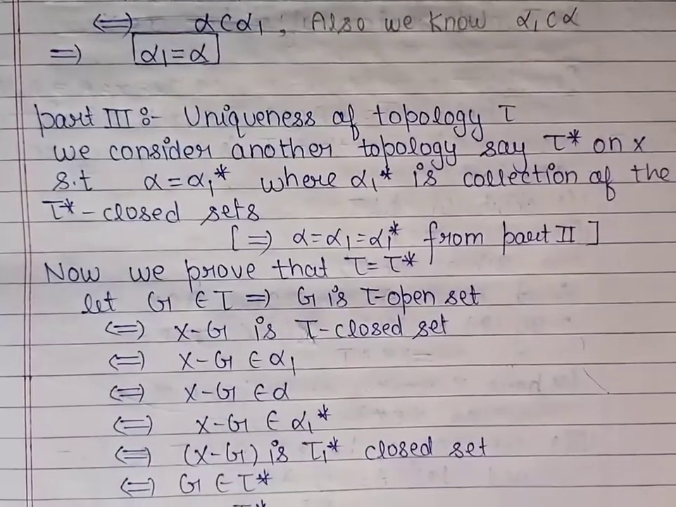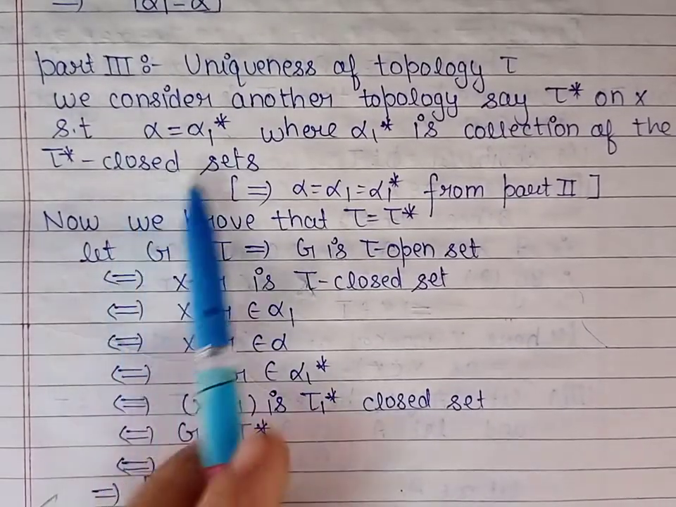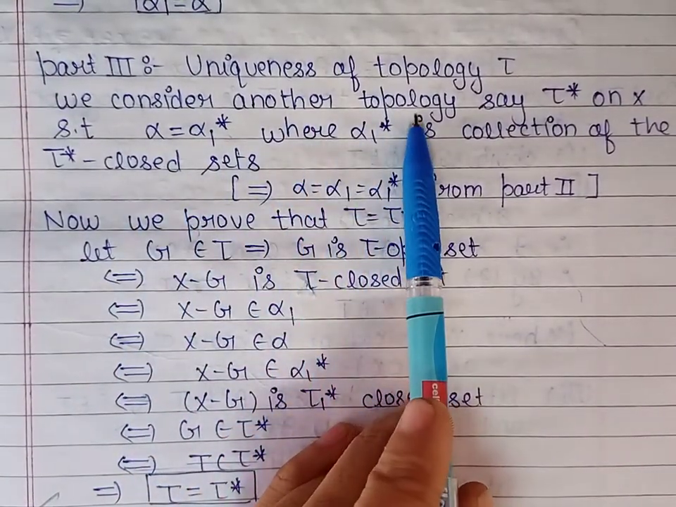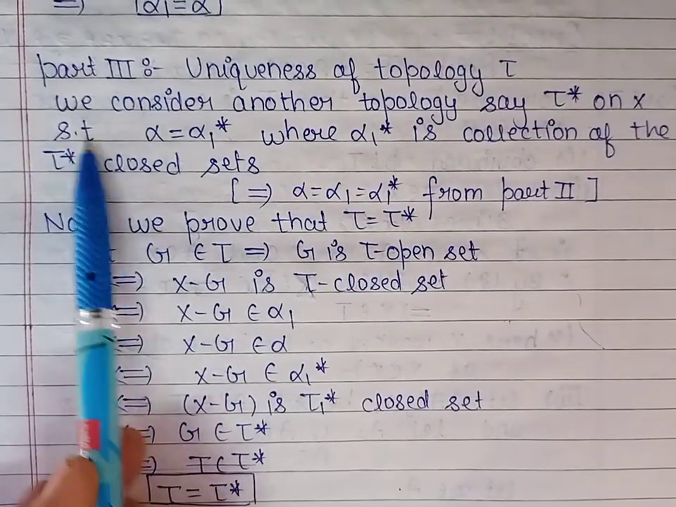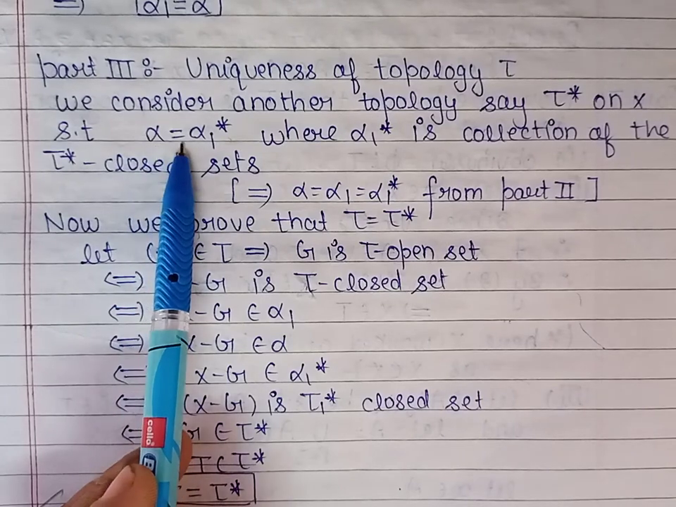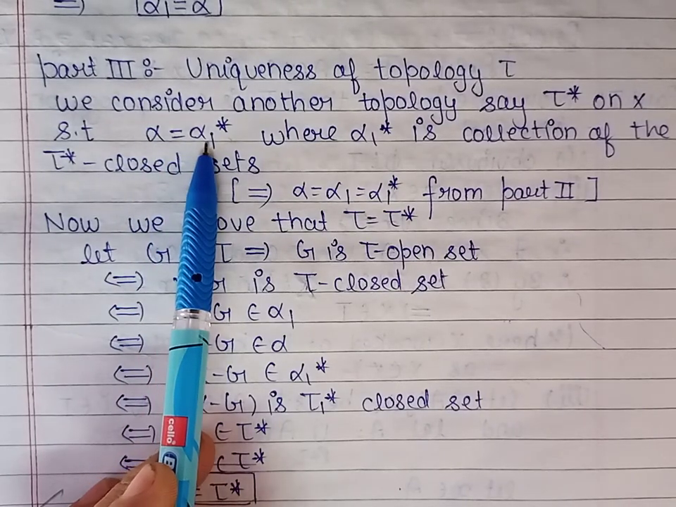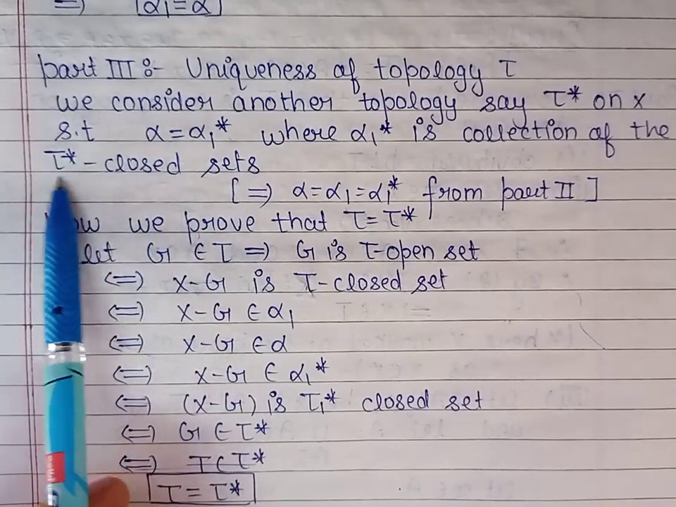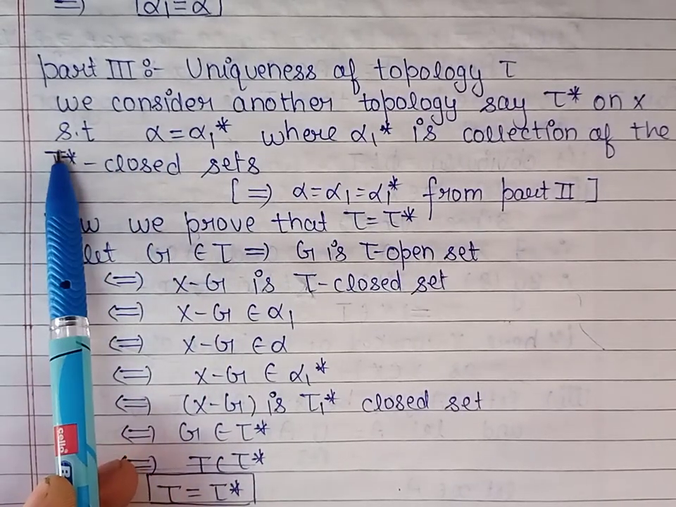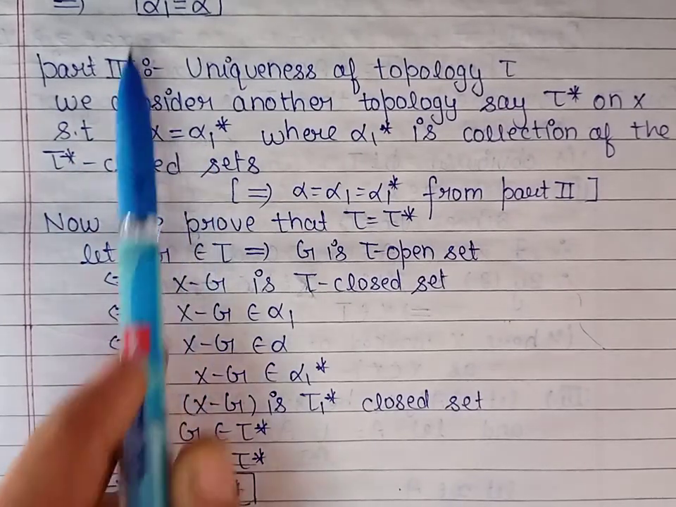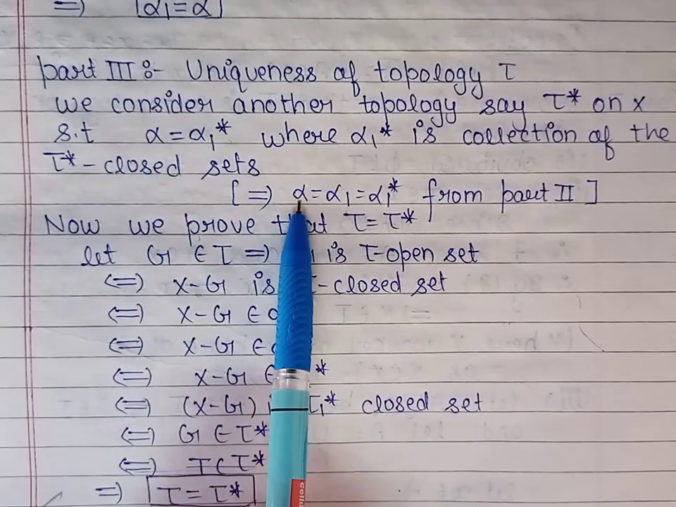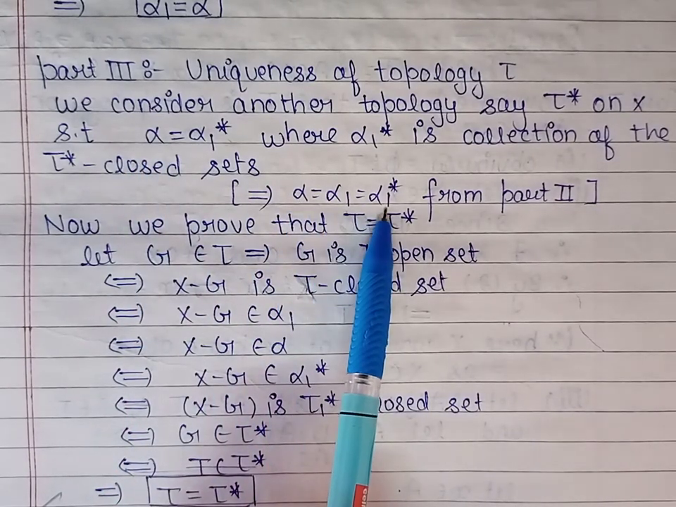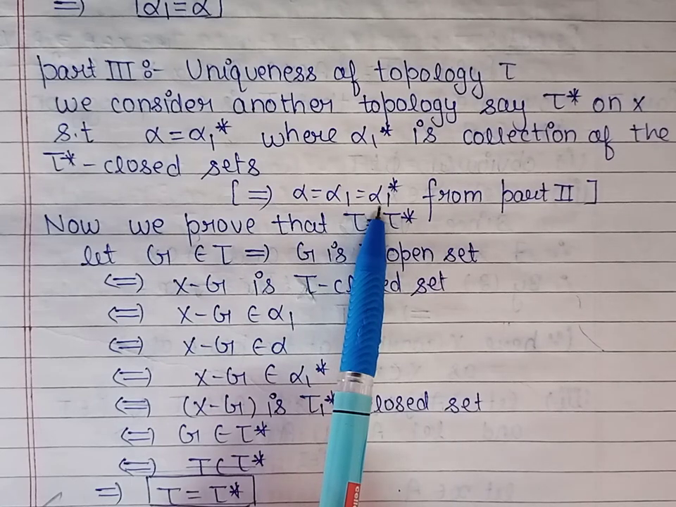So in order to prove that this topology is unique, let us consider another topology, tau star on the set X, such that the given collection alpha is same as the collection of all the closed sets with respect to the topology tau star. Now alpha is equal to alpha 1 star and also alpha is equal to alpha 1. So we can combine the two. We get alpha is equal to alpha 1 is equal to alpha 1 star. These three collections are same.